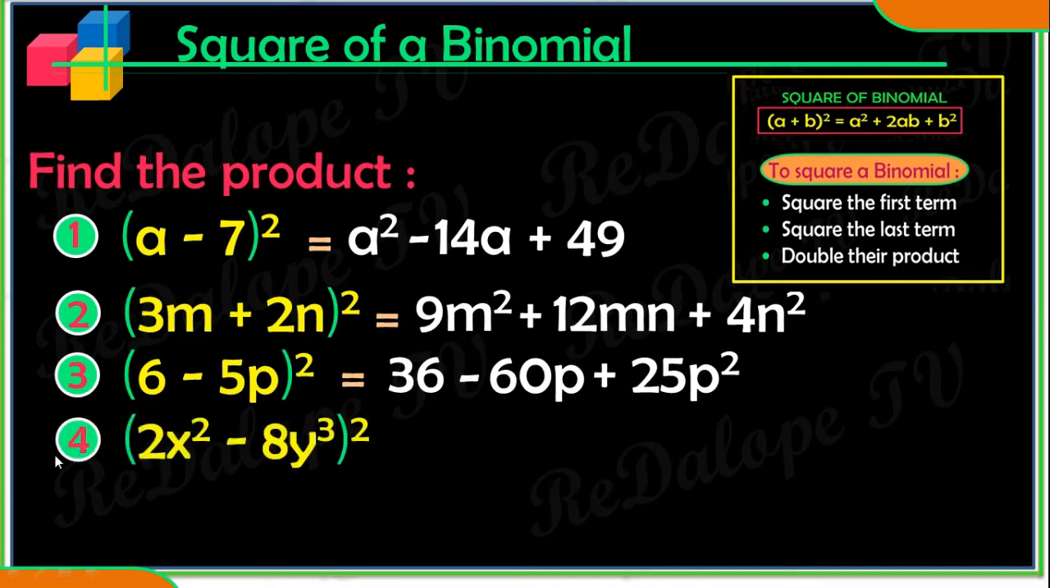For number 4, we have the quantity of 2x squared minus 8y cubed raised to square. Now to obtain the first term here, square the first term. 2x squared times 2x squared, so that is 4x^4. To obtain the last term here, we need to square the second term. 8 times 8, so that is 64y^6.